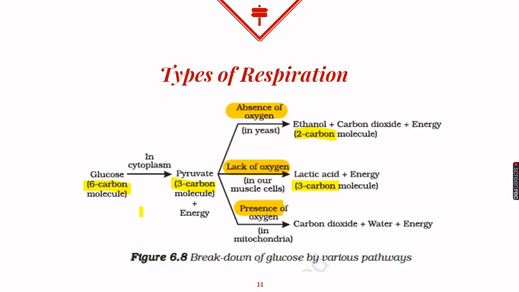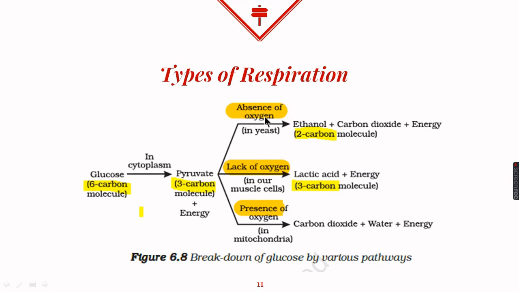We will now revise the 3 types of respiration with the help of this flow chart. The first step was common to all, that is glucose gets converted into pyruvic acid or pyruvate, and this process occurs inside the cytoplasm. Now you need to notice one thing here, that in this process also some energy has been produced. This is approximately 2 ATP energy. Now after this, there are 3 different pathways for the further breakdown.